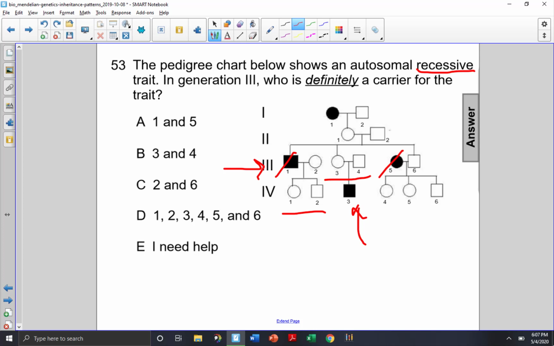Now individual 6 in generation 3, we can't be sure of that one either, because individuals 4, 5, and 6 in generation 4 are not affected by this trait, so we cannot be sure about individual 6. We can only be certain that individuals 3 and 4 are carriers for this trait because their offspring is affected by it. So choice B is the answer.